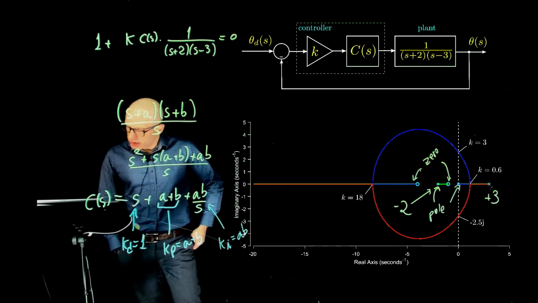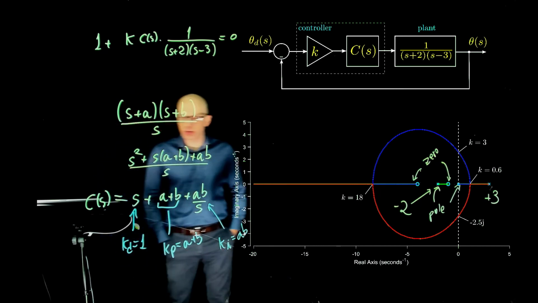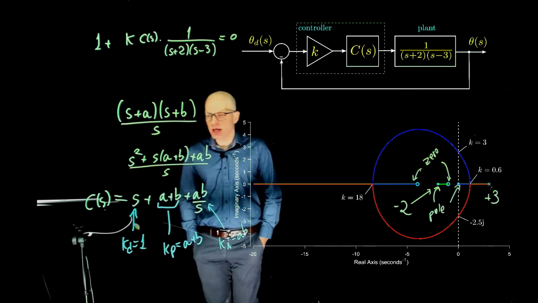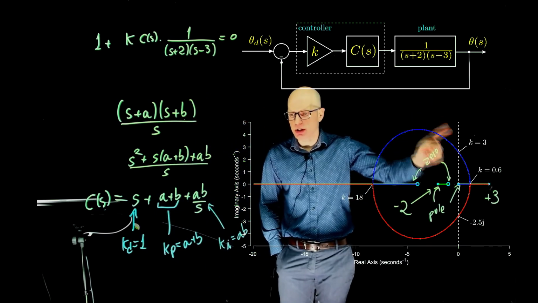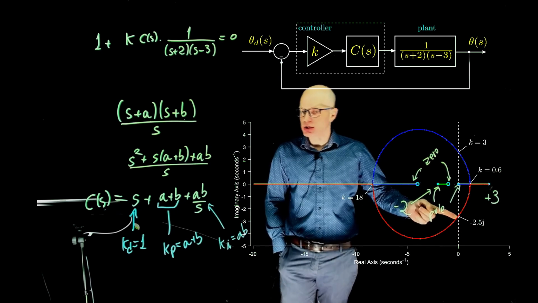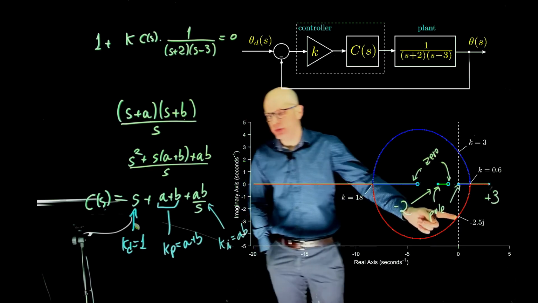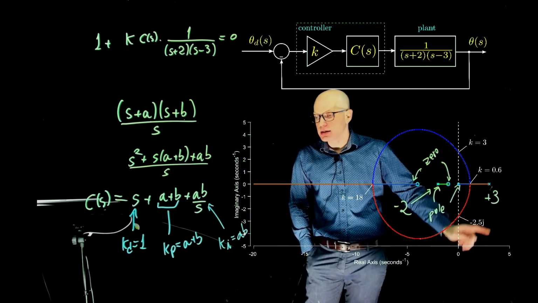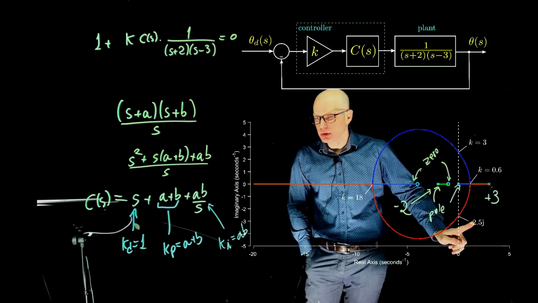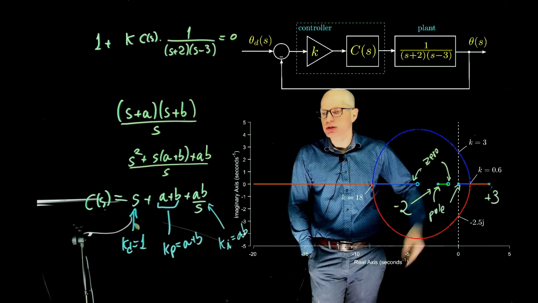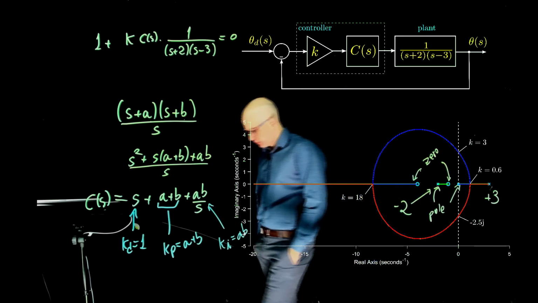k equals 3, the system oscillates at 2.5 radians per second. True. When k equals 3, poles are here and here, and they happen to cross the imaginary axis at 2.5 radians per second. You see here negative 2.5 j. And this is simply the frequency at which it will oscillate indefinitely. So that's true.